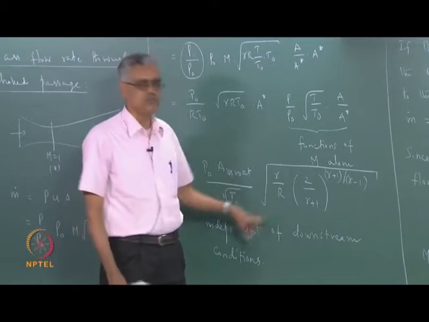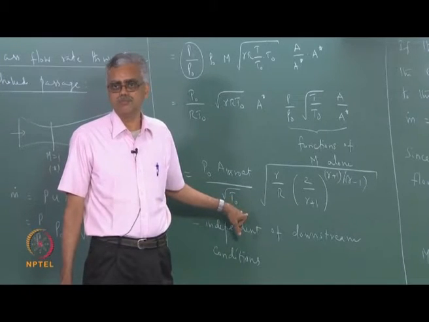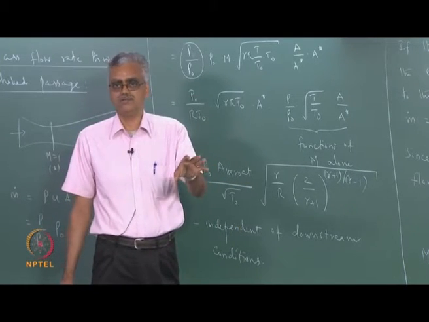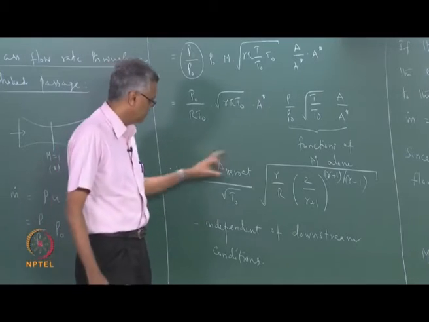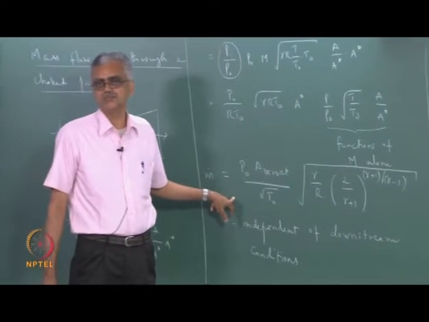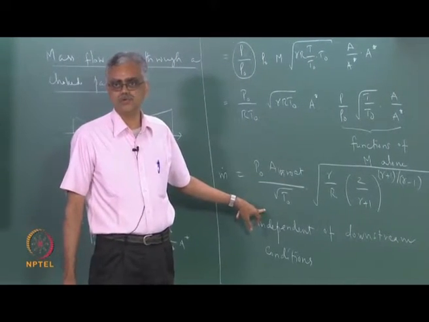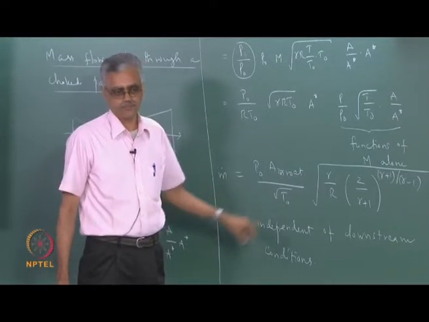Okay. This is an extremely important expression which you must remember. If not the exact form, you must definitely remember the functional form. P0 A throat divided by square root of T naught. Okay. All right.